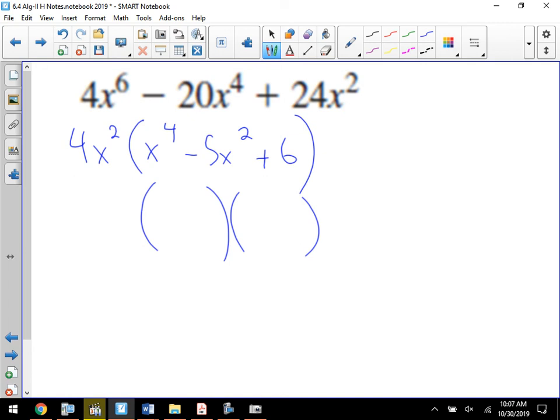What times what is positive 6 and adds together to get negative 5? Negative 6 and negative 6, or positive 1, would give you negative 6. Two things you multiply together to get a positive, and when you add them are negative, both of them have to be negative. Negative 2, negative 3, but here it's going to be just x squared.